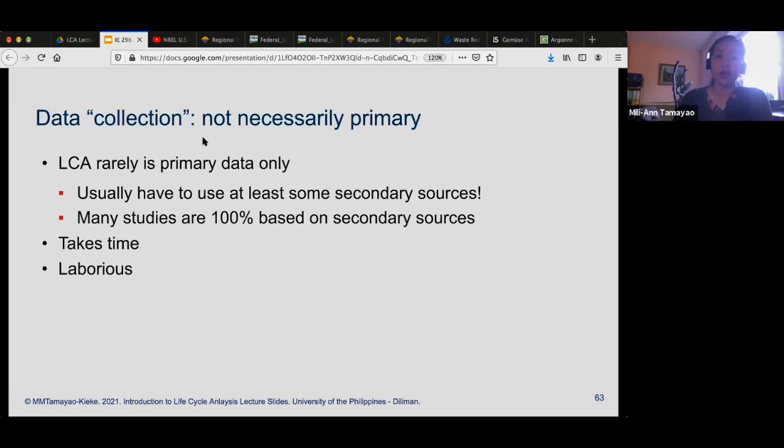Now of course, data collection is not necessarily primary data collection. In fact, it is rare that LCA relies on pure primary data. They usually have to use at least some secondary sources. And some studies are actually 100% based on secondary sources. And this is because it really takes time, and data collection is the most laborious part of life cycle analysis.